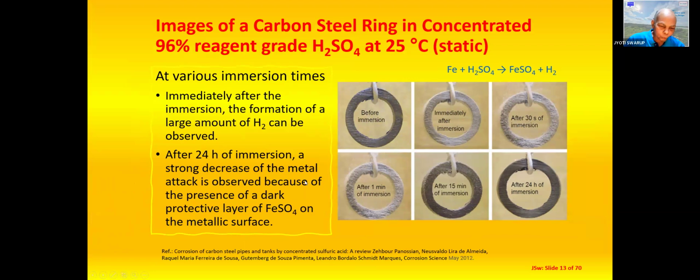After 24 hours of immersion, a strong decrease of metal attack is observed because of the presence of a dark protective layer of FeSO4 on the metallic surface. So this is the basic principle on which these carbon steel tanks are built and utilized.